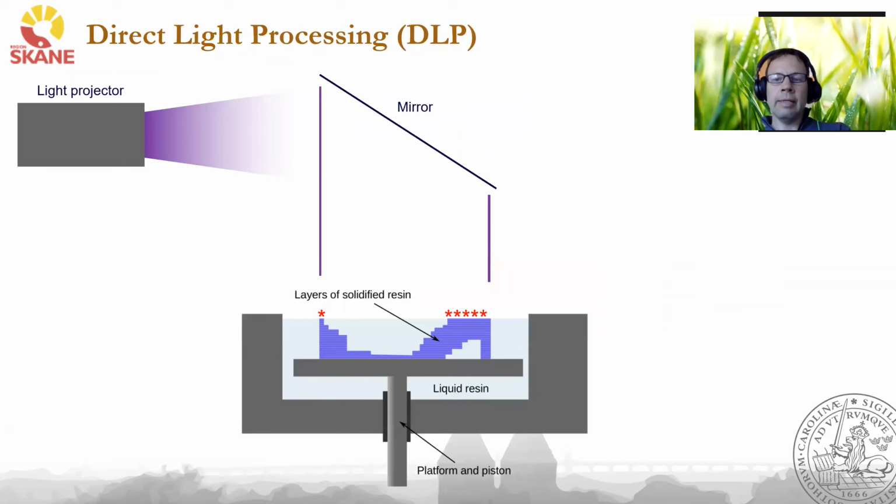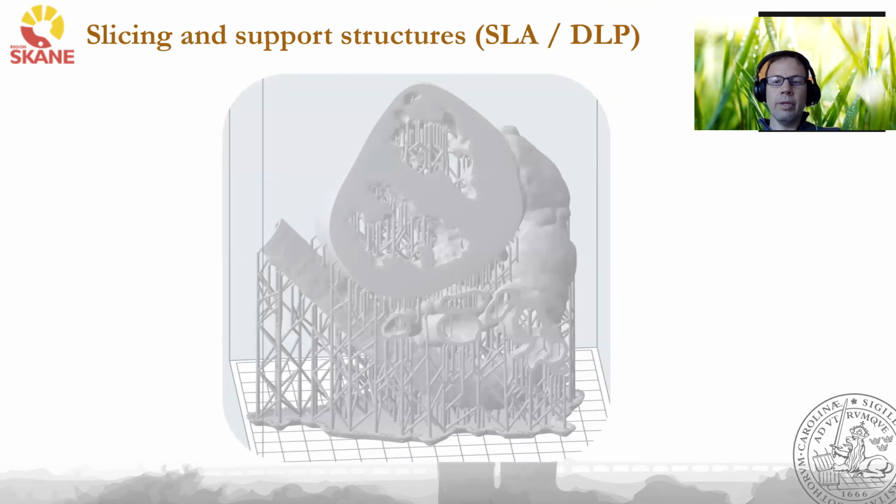Next is direct light processing. This technique is really similar to SLA, but instead of a laser sweeping over the entire area, the entire area is illuminated by a projector in a short flash. This makes DLP machines much faster than SLA machines. Both SLA and DLP require support structures, and here is an example of a scaffolding support structure that is used for the Formlabs machines that we use.